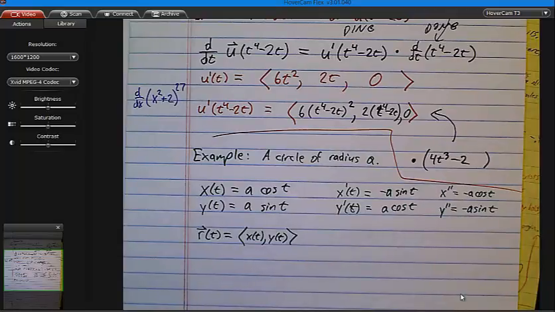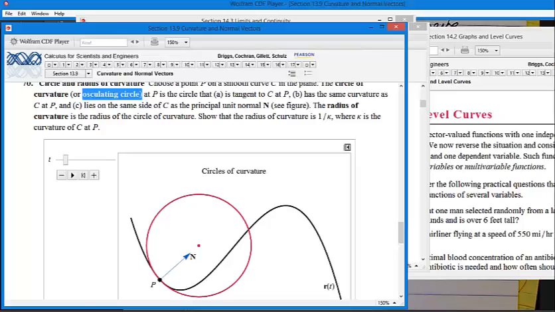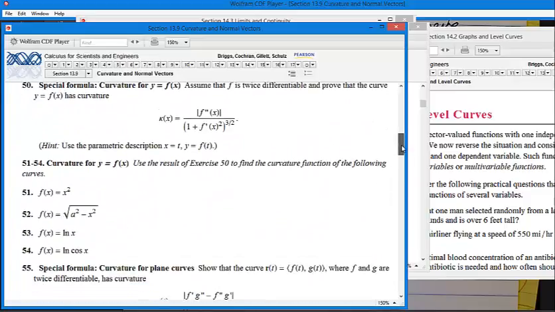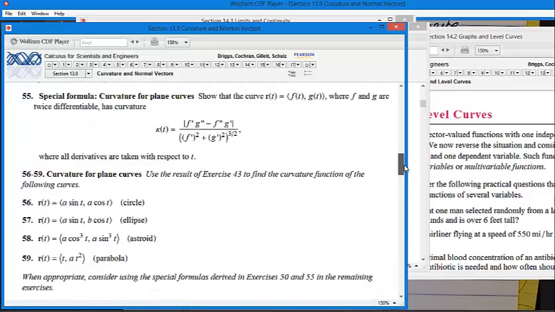Now, if we want to compute curvature of a curve in the plane, let's go back to the book for a second, because you guys have a lot of formulas for curvature at this point. Here's a special formula, but we have this one, 55. I think this is really what you had to use here. So there's the formula. I'm going to write it down, and then we'll use it.